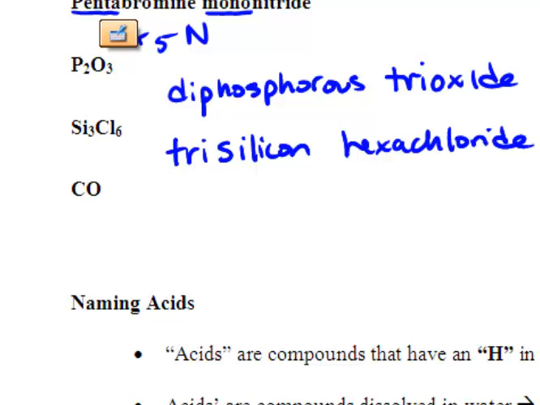And finally we've got CO. Now when we don't have a subscript with our first element, we don't need to write mono, so this is just going to be carbon monoxide.